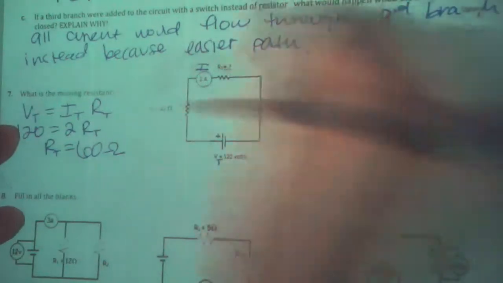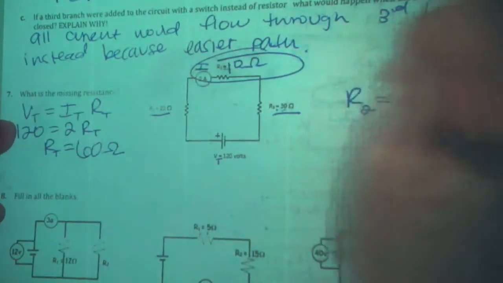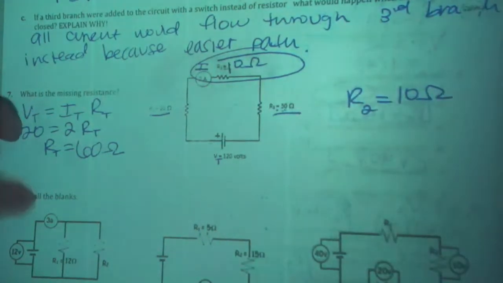So you need to think, okay, if this is 20, this is 30, that right here is 50 volts. If I have a total resistance of 60, and this part is 50 ohms, that means this must be 10 ohms. So your missing resistance, R2, is 10 ohms. That would be your answer.